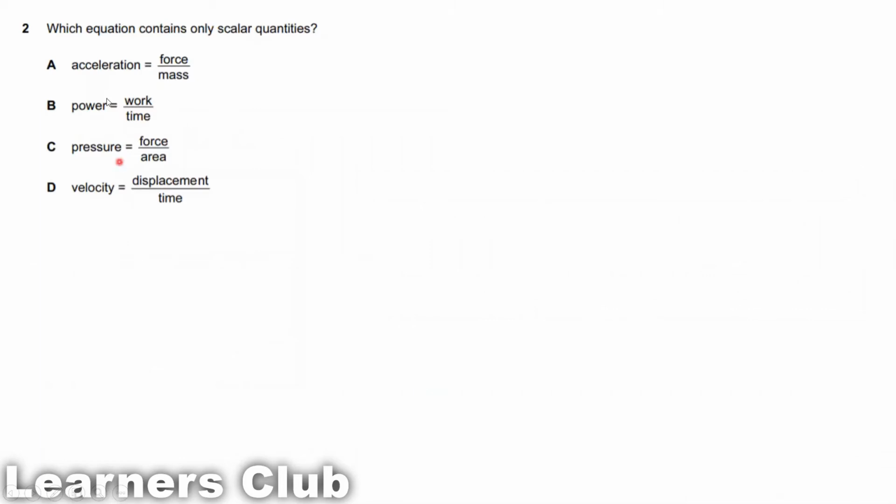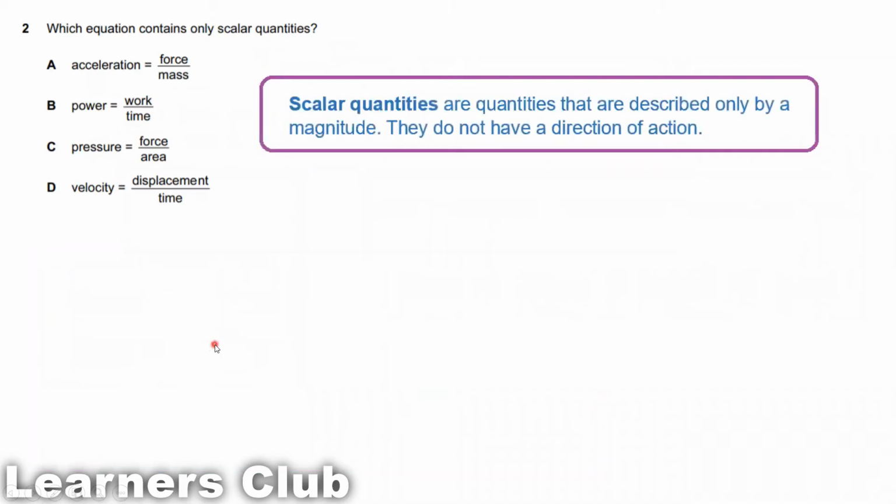Question 2. Which equation contains only scalar quantity? What are scalar quantities? These are quantities that are described only by a magnitude. We do not consider the direction of action. So let's check A part. Acceleration is given force over mass. Mass is a scalar quantity, but force, we consider the direction as well as magnitude. So this is not a scalar quantity. So option A is not the answer.